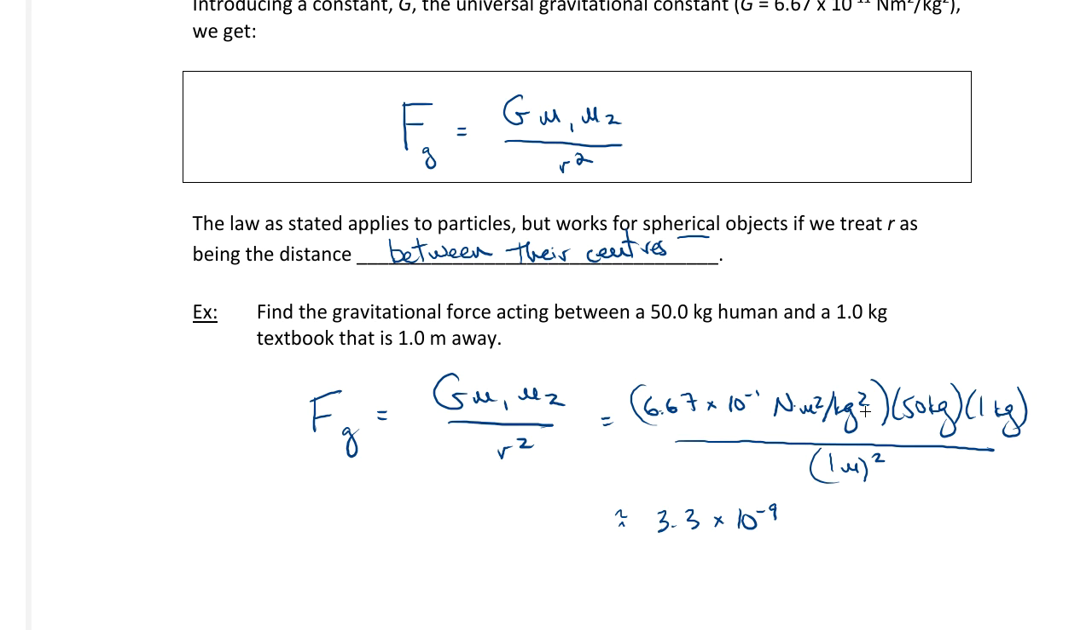The units are newtons. Kilograms squared cancels with kilograms squared, and meter squared cancels with meter squared. So we get newtons, or approximately 3 nanonewtons. So a very, very small gravitational force. The only reason why the gravitational force that we experience every day from the Earth is relatively large or noticeable is because the mass of the Earth is really, really big.